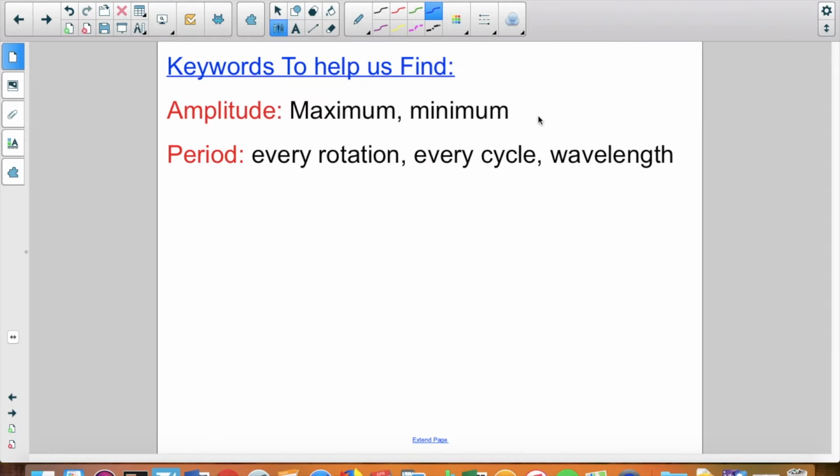So some keywords, these are very important. For amplitude, you might see the words maximum and minimum. And for period, you might see the words every rotation, every cycle, wavelength, or anything along those lines. Because remember, a period is the time it takes to finish one full cycle or one full rotation.